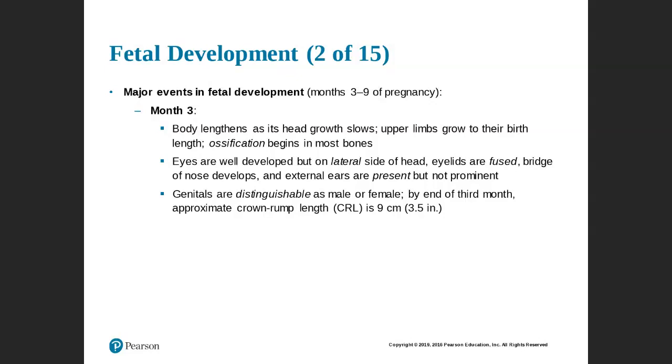Month 3, the body lengthens as the head grows. As the head growth slows, the upper limbs also grow to their birth length. And this is also when you see ossification beginning in your bones, month 3 of gestation. The eyes are well developed, but on the lateral side of the head, and the eyelids are still fused. The bridge of the nose will develop, and the external ears are present but not prominent. The genitals are now distinguishable at 3 months as either male or female. So by the end of the 3rd month, the approximate crown rump length is about 9 centimeters, 3.5 inches.